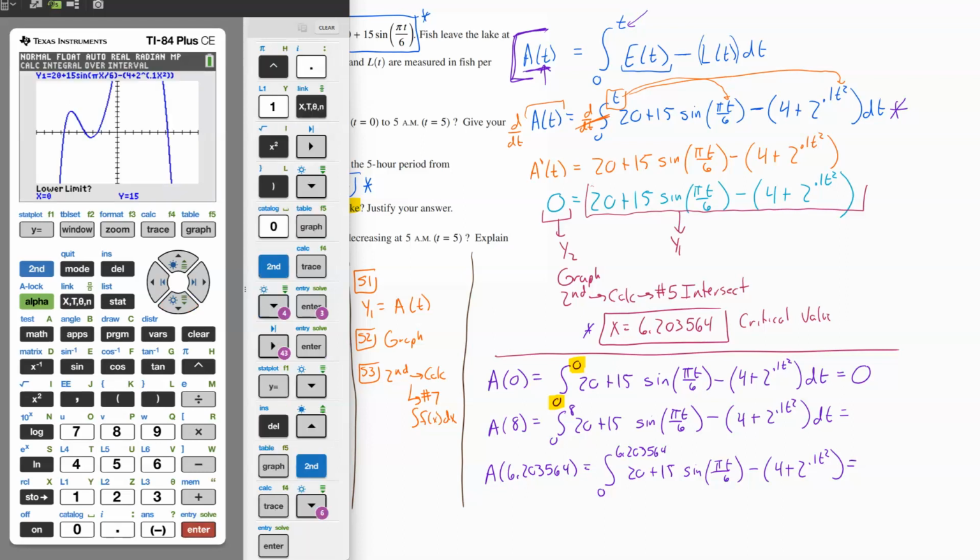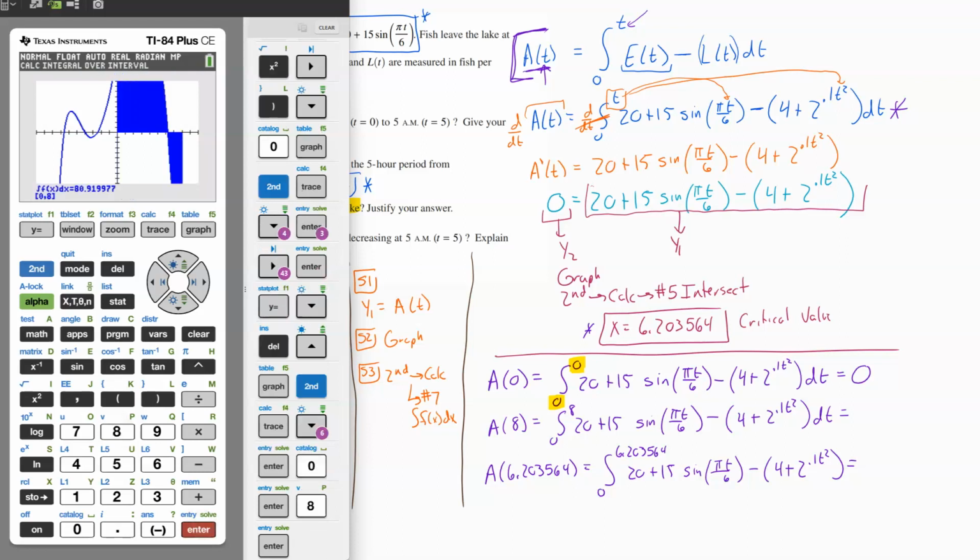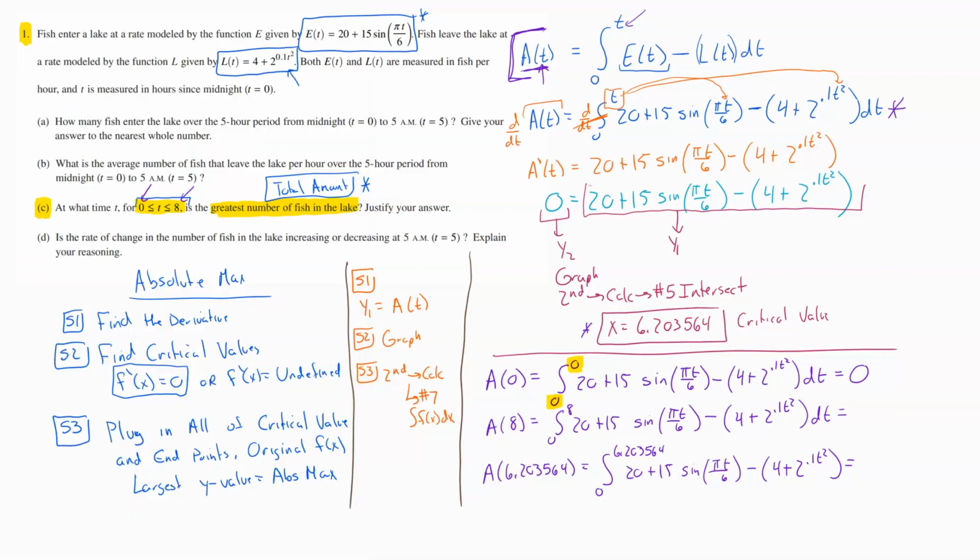So I'm doing the 8 one first. My lower bound is 0. Hit 0 and then enter. It'll ask me for an upper limit on the bottom of the screen now, and I'll type in 8. Hit enter. It's going to shade it all in, and at the bottom of the screen, it's going to tell me the integral of f of x dx equals 80.919, and the long answer is 80.9199. So that's what 8 would equal.